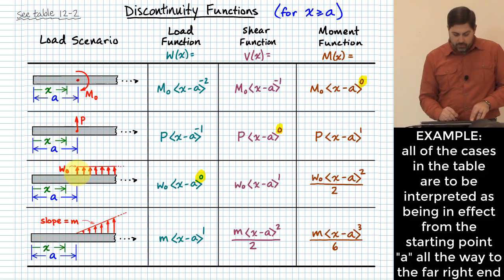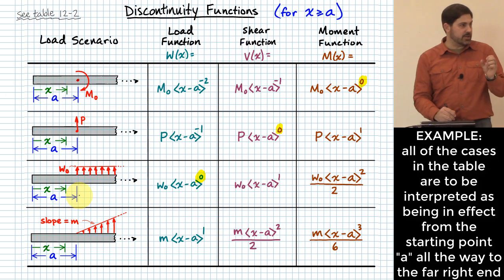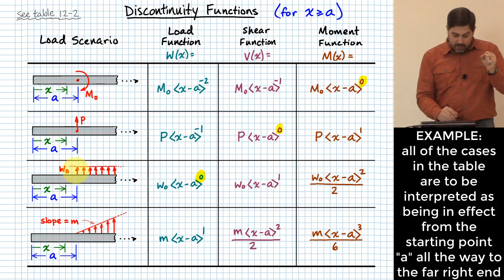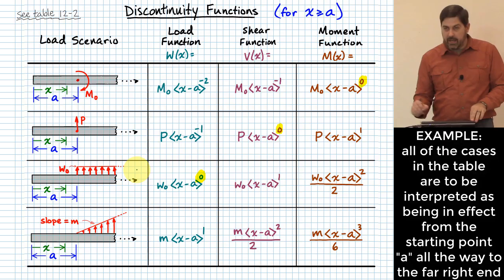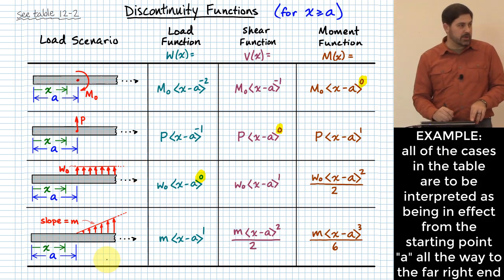And for the last 2 of them, that means the load itself also continues from the starting point at location A, right? Location coordinate A. It continues from there all the way to the right end of the beam. So that's what we're implying with each one of these load scenarios that I have here in the table.